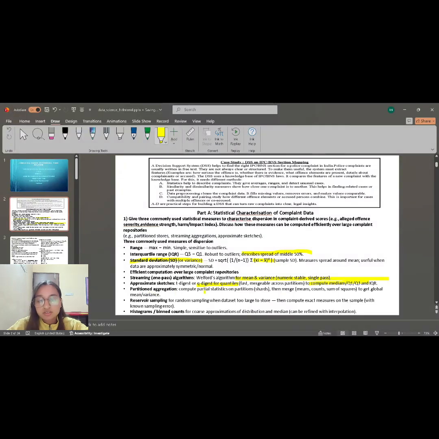Partitioned aggregation: compute partial statistics on partitions or shards, then merge the count, mean and sum of squares to get the global mean or variance. Reservoir sampling: for random sampling when the dataset is too large to store, then compute exact measures of the sample with known sampling error. Histogram or bin counts: for a coarse approximation of the distribution, and the median can be refined by interpolation.